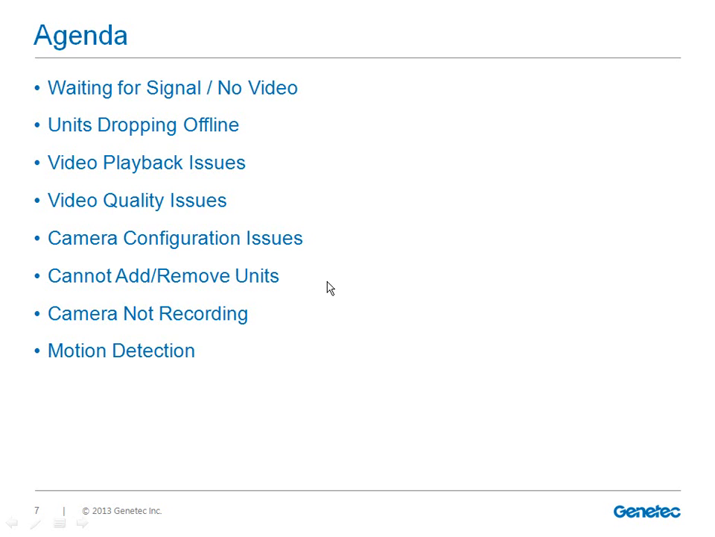After that, we have a few tips when having problems adding or removing units from the system. And the last 2 sections are related to cameras not recording or when we're getting gaps in the video, and some tips on motion detection if it's not behaving as you'd like.